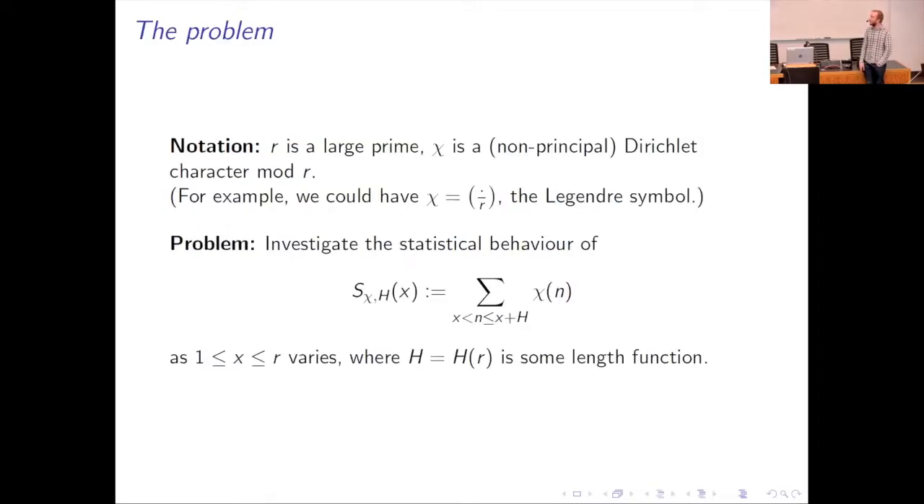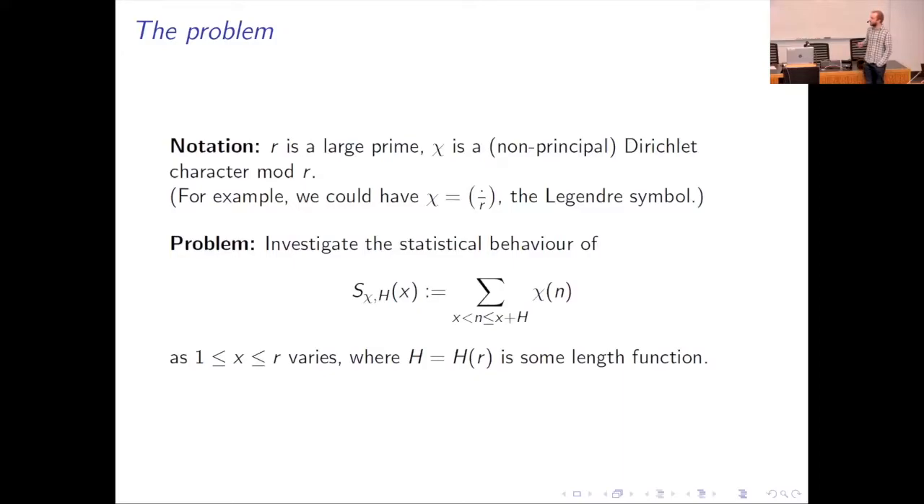Okay, so throughout the talk, r is going to be some large prime modulus, and chi is going to be a non-principal Dirichlet character to this modulus. And if you like, for a lot of what I'm going to say, you can just think of chi as being the Legendre symbol, except that the Legendre symbol, of course, is real valued, and most characters are not just real valued. So that will make a difference in some places. But if you prefer the Legendre symbol, just think of that a lot of the time.